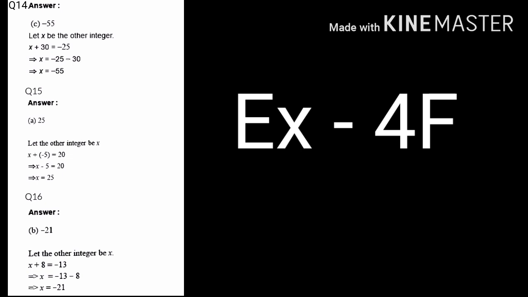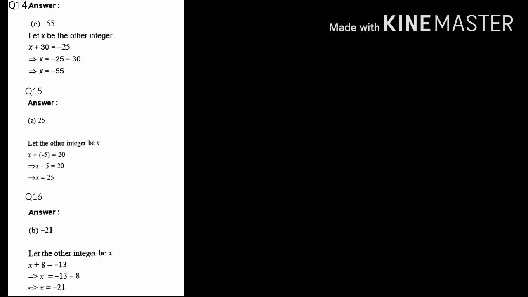Now let's start with exercise 4F, question number 14. The sum of two integers is minus 25. If one of them is 30, then the other is. Let x be the other integer. So x plus 30 is minus 25. So x will be minus 25 minus 30. 30 is changing the side. So x will be minus 55.